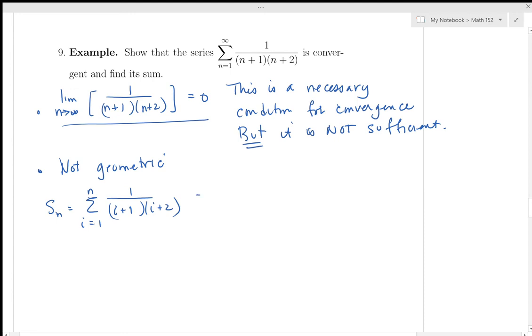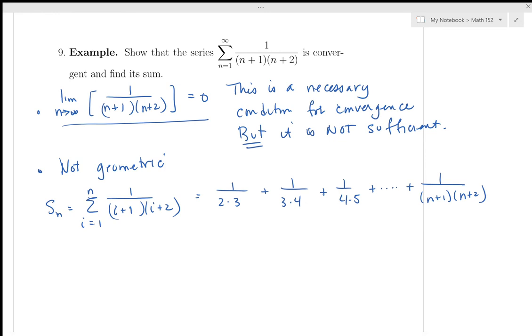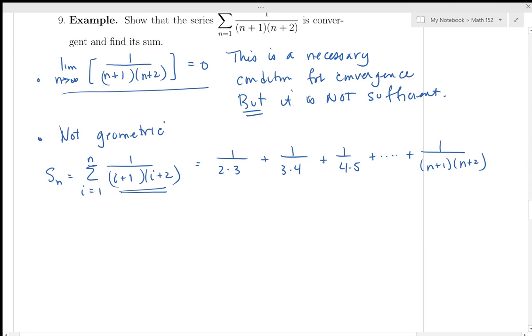And it looks like this. 1 over 2 times 3 plus 1 over 3 times 4 plus 1 over 4 times 5 plus, and so on, up to 1 over n plus 1 times n plus 2. Have I gotten somewhere or not? Well, I'm going to look at this again, and I'm going to do the only thing I know how to do with something that looks like this. I'm going to do partial fractions.